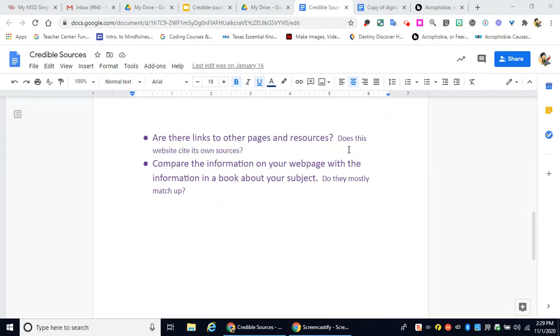And the next indicator is also very crucial. Are there links to other pages and resources? Does the site that you're on show where they got their information? Because every researcher, even experts, get information from other people. They collaborate with people to put their research together. So, did they cite their sources? Did they show where they got their information? That would be a really big sign to you that that is a credible site you're on.